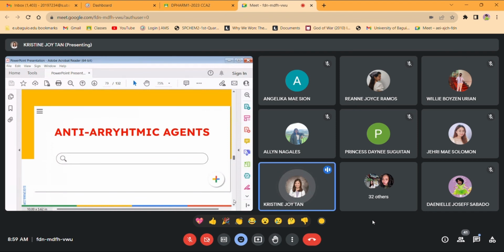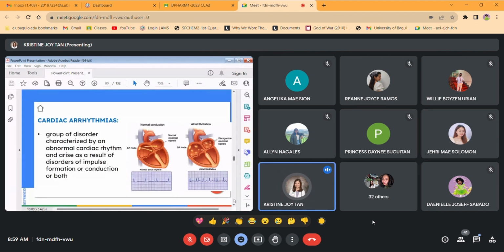So, let's proceed with your antiarrhythmic agents. Antiarrhythmics are used for patients with cardiac arrhythmias. Cardiac arrhythmias are a group of disorders characterized by an abnormal cardiac rhythm, and they arise as a result of disorders of impulse formation or conduction or both. So, cardiac arrhythmia just means you have a problem with the impulses in your heart. When there is a problem with the electric impulses in your heart, it will cause an irregular heartbeat.